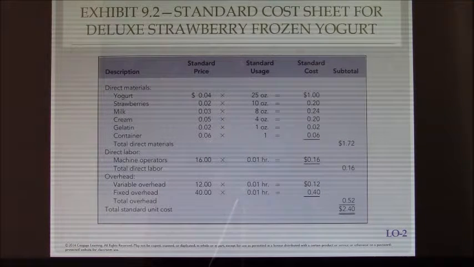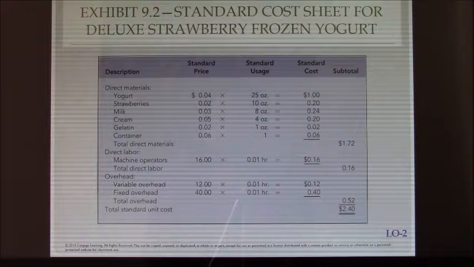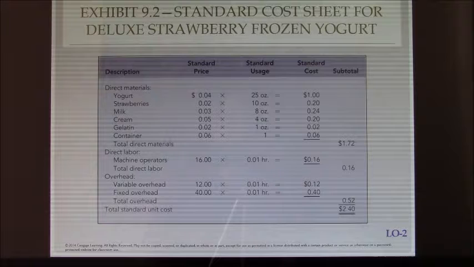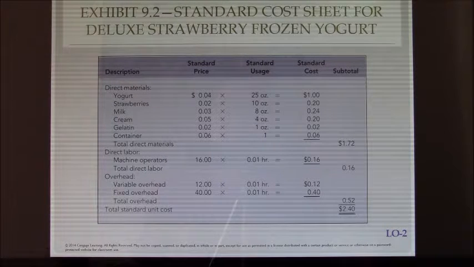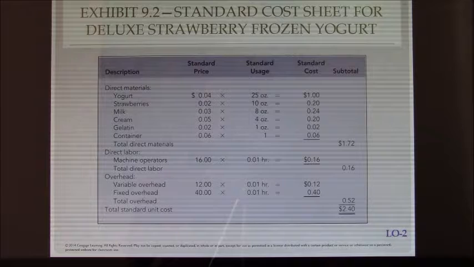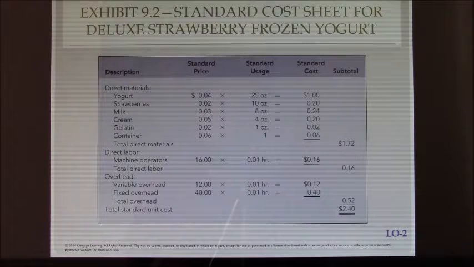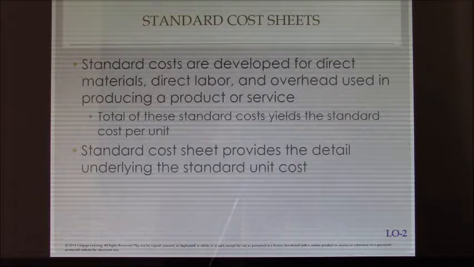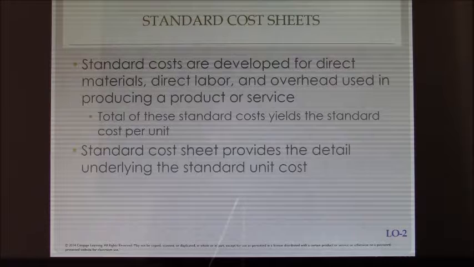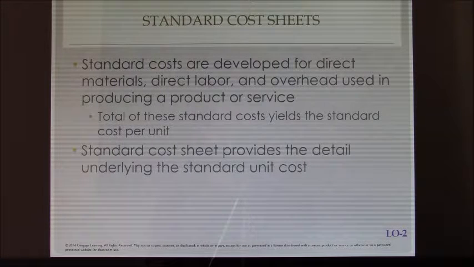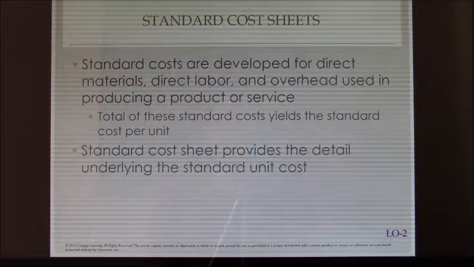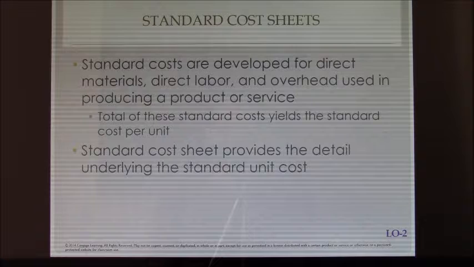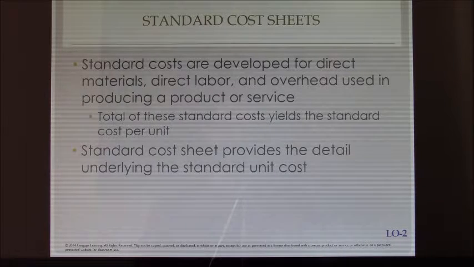So you do that for all your materials. You take your labor, your overhead. So there's a standard for everything. And if you look at the bottom right there, you see that $2.40 is the standard to make a quart of yogurt. Not necessarily what they'll really spend, but that's the standard. All right. So you develop standard costs and how many you're going to use for everything. Standard costs for materials, labor, overhead, and the total of them is a standard cost per unit, and the cost sheet provides all the details.